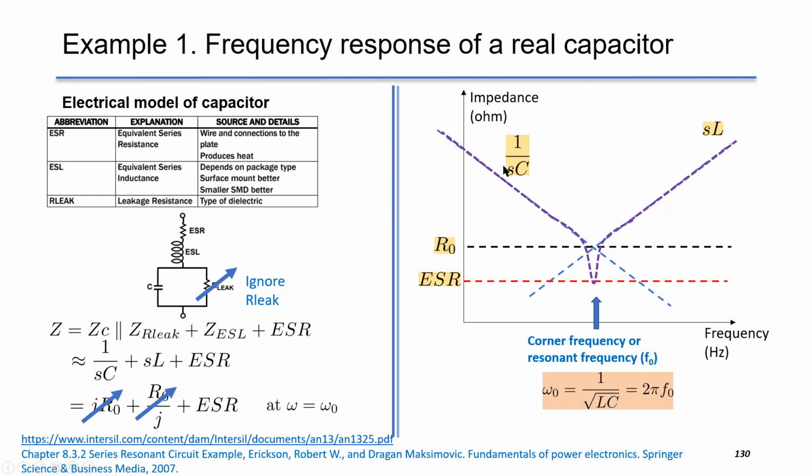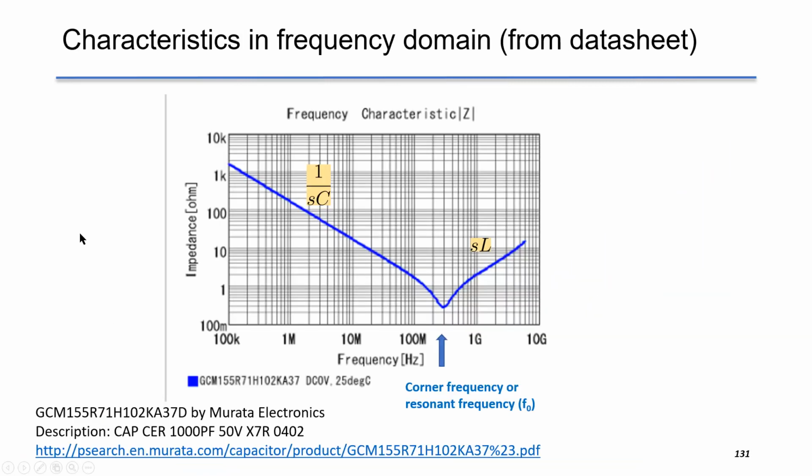So this is a pretty busy slide, but I just want to show you that the capacitor model is totally dependent on the frequency. So this is the impedance of a 1000 picofarad 0402 capacitor over a wide range of frequency, from 100K to 10 GHz. I copied it from the datasheet.